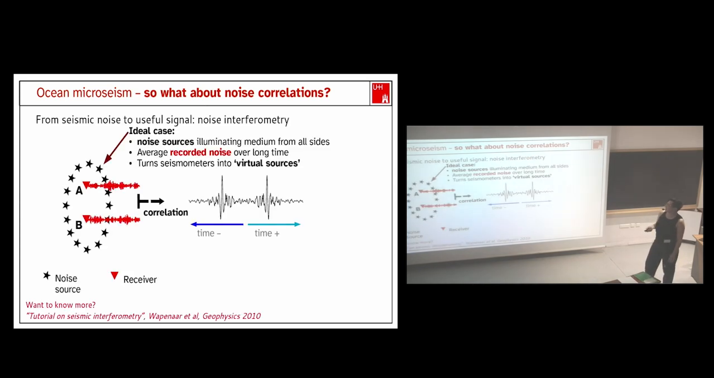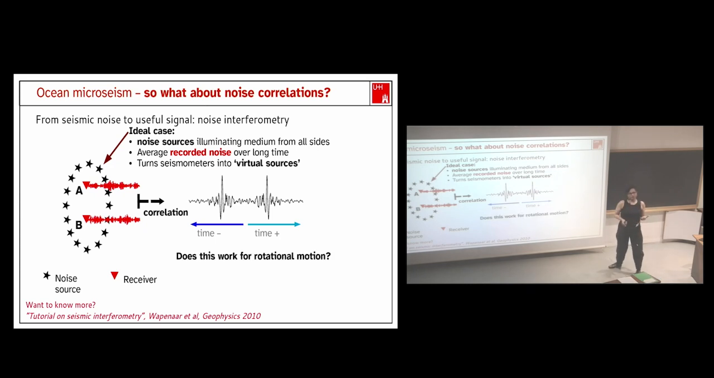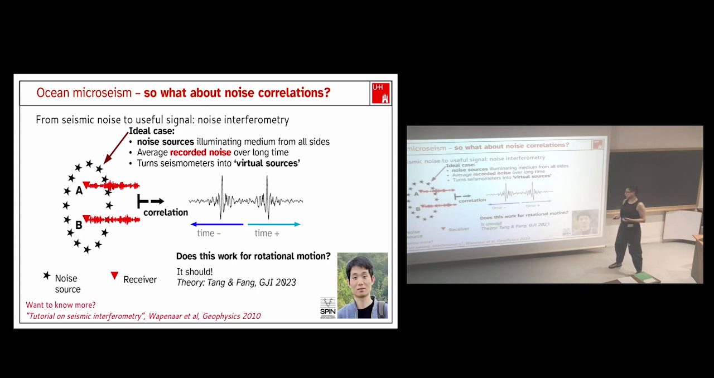And I think this has been explained a couple of times now, so I'm not going to go into it. I'm going to assume that everybody knows what an ambient noise correlation is. So the question is essentially, will this also work for rotation motions? And that question was answered in theory by Le Tang. And if you want to look at that, there's a nice publication in GJI last year.